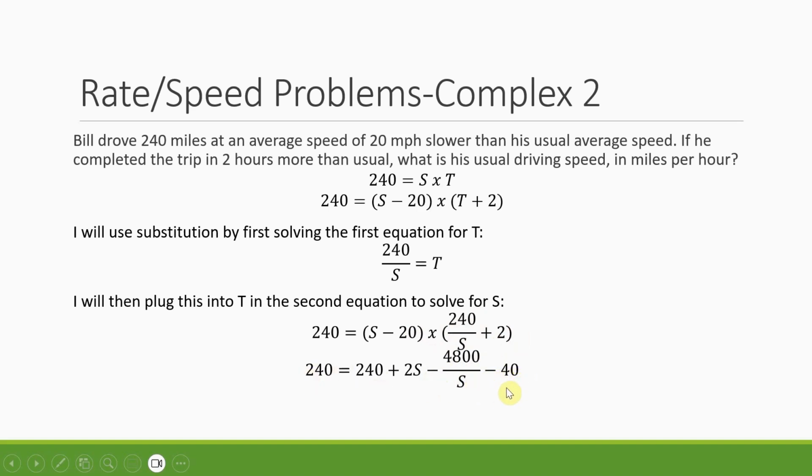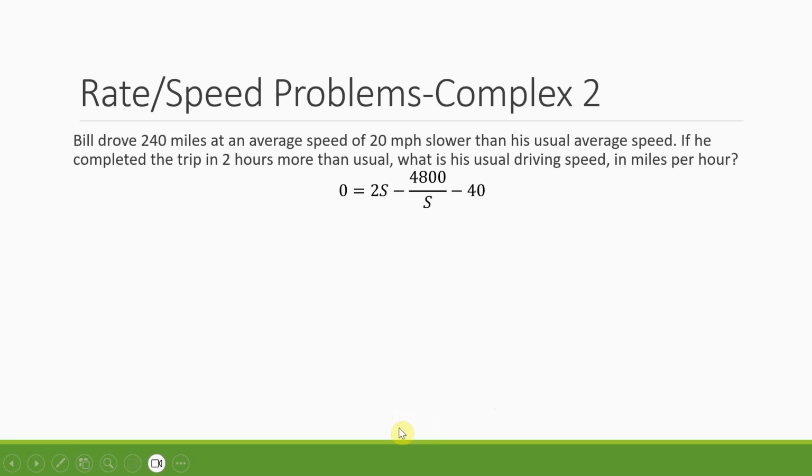So this is my new equation. I notice I have the 240 on both sides, so I can subtract the 240 from either one, and they just go away. And that leaves me with 0 equals this part of the equation, 2s minus 4,800 over s minus 40, which is still really ugly, but we're going to solve that on the next slide. So I rewrote it up here.